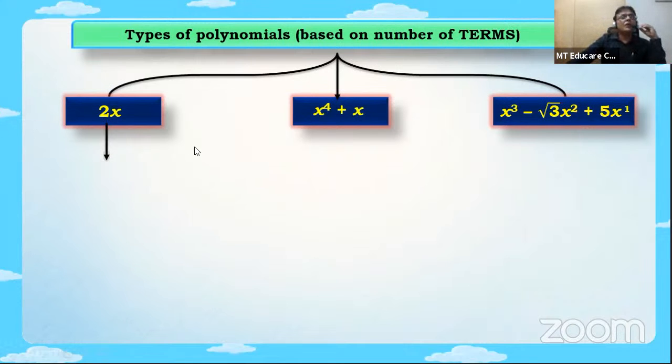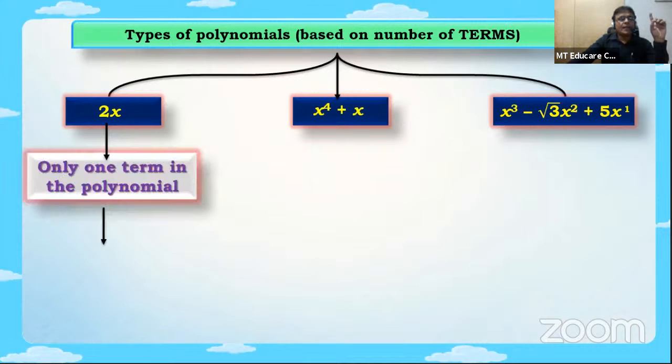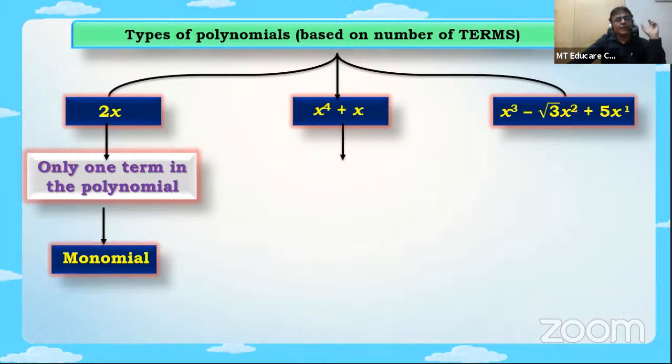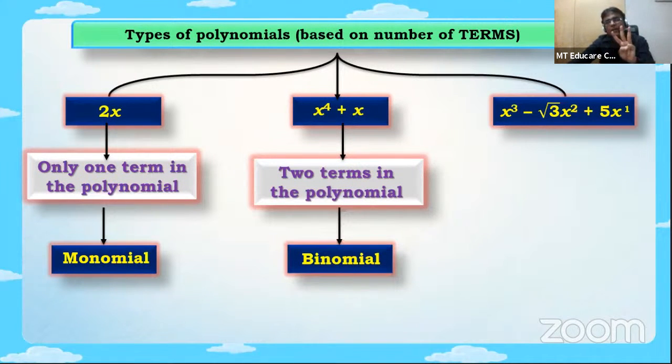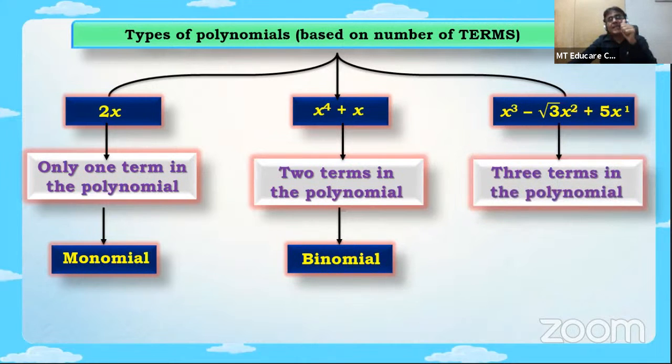Now whenever you have one term, just recollect a polynomial with one term. In lower classes we have studied a polynomial where only one term is there. It starts with m, it is called monomial. Two terms starts with b. Very good, binomial. Three terms starts with t. Very good, it is a trinomial.